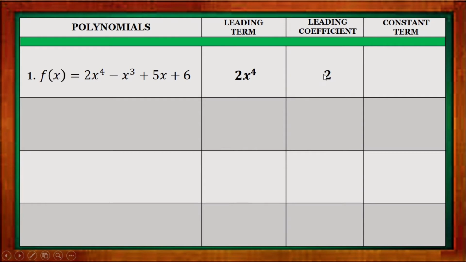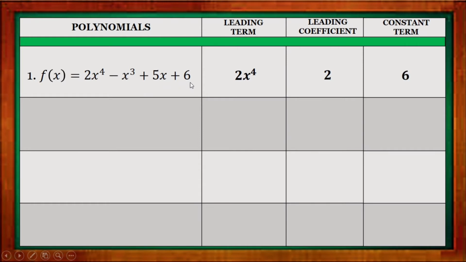So again, saan ulit natin nakuha si leading coefficient? Dun sa coefficient ng ating leading term. And lastly, our constant term. Again, when we say constant term, it is the constant number having no variable. And from this function, the only constant number, or the only number which has no variable is 6.